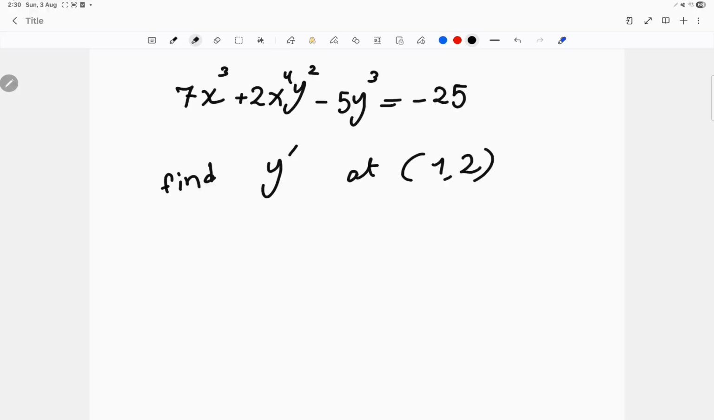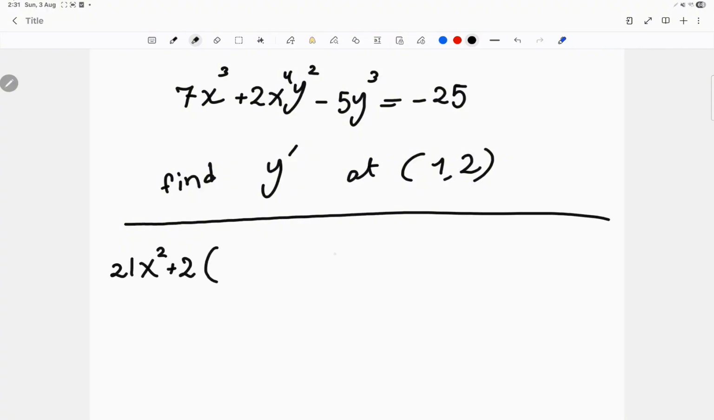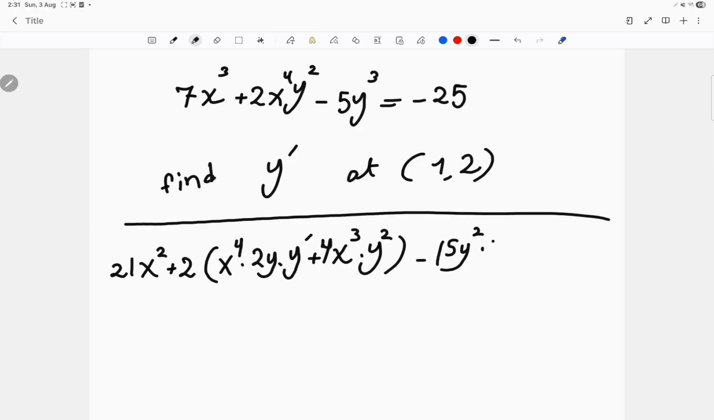Need silent? Yeah, sure. So we're gonna have 21x squared plus 2 a times b prime plus a prime times b. 15y squared. Expand maybe? Maybe expand. What do you guys think? Shall we? That's like the most logical thing to do right now, to expand.